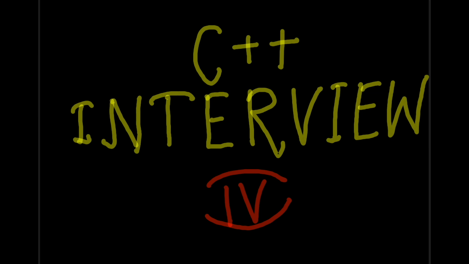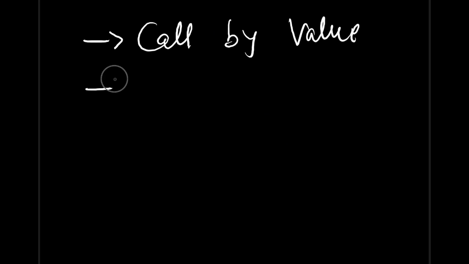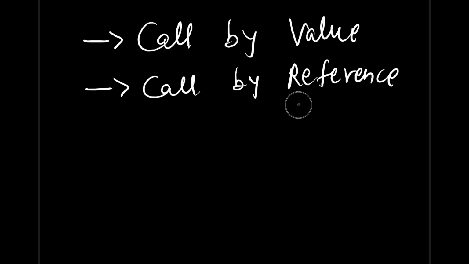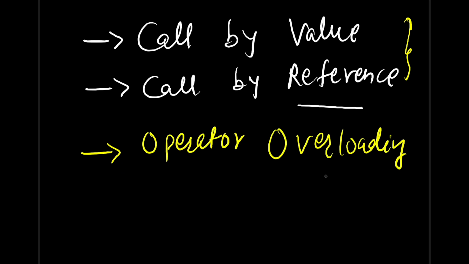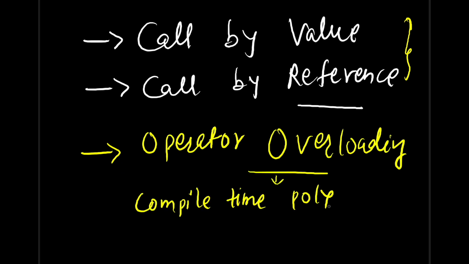This is another video from this C++ interview series, and in this part 4 of the series, I'll discuss 3 important topics. Firstly, I'll talk about what is call by value, and then I'll discuss what is call by reference and what are the differences among these two. And the last thing that I'll talk about is what is operator overloading and how it helps to achieve compile time polymorphism, right? So with the help of operator overloading, we can achieve compile time polymorphism.